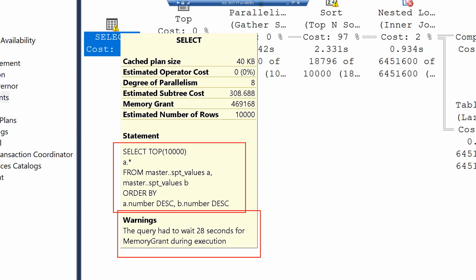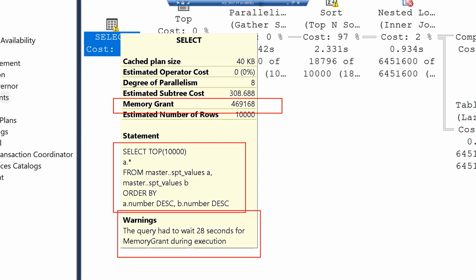Inside the stored procedure, this is one of the statements where the execution is waiting for 28 seconds for memory grant. How much memory? That also gets answered here. This particular query wanted more than 450 MB. The number 469,168 is in kilobytes, equivalent to close to 450 MB, which is what this query wanted.